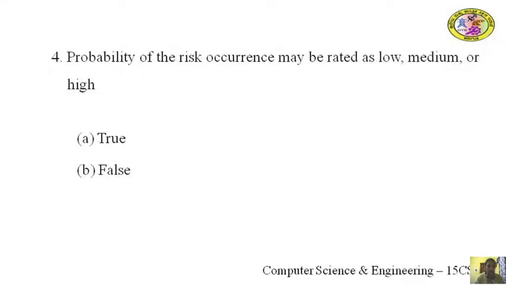So the next question is, probability of the risk occurrence may be rated as low, medium or high. The above statement is true or false. What is the answer? Yes, the answer is true. Probability of the risk occurrence may be rated as low, medium or high.